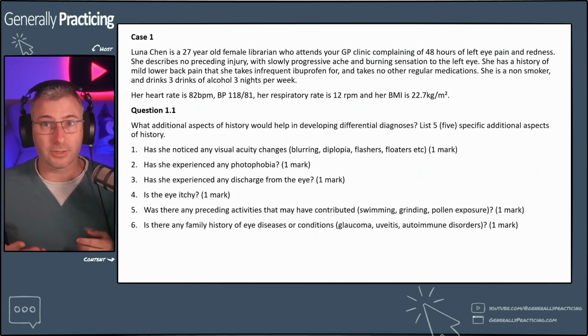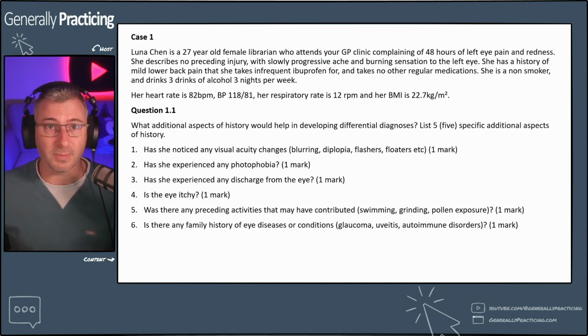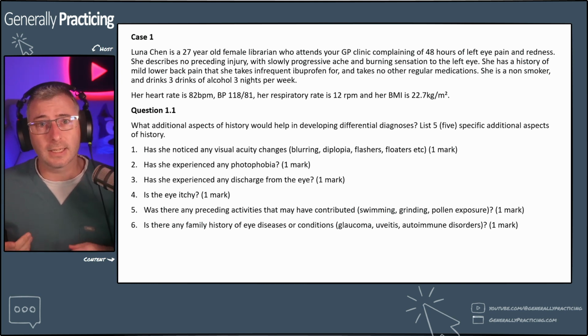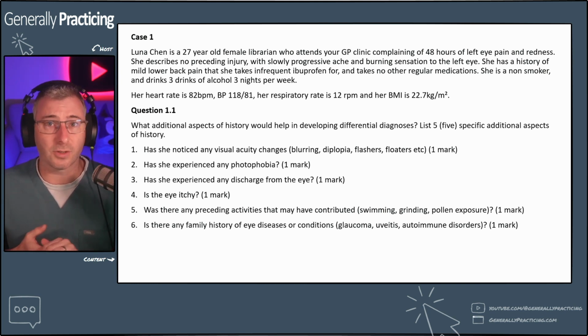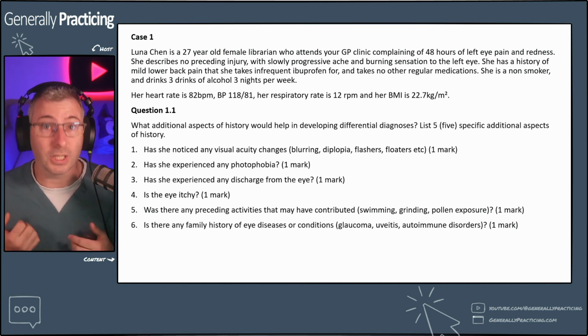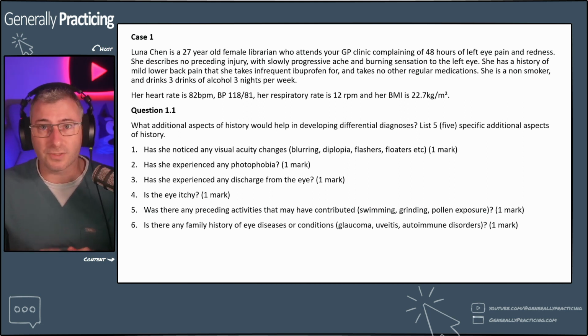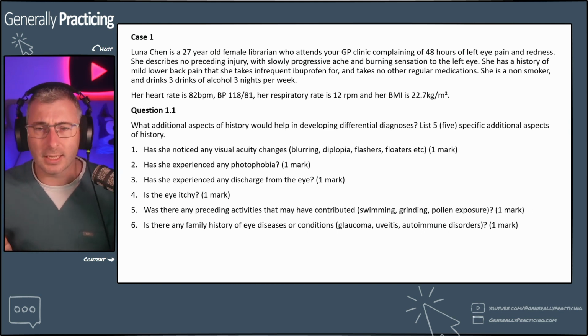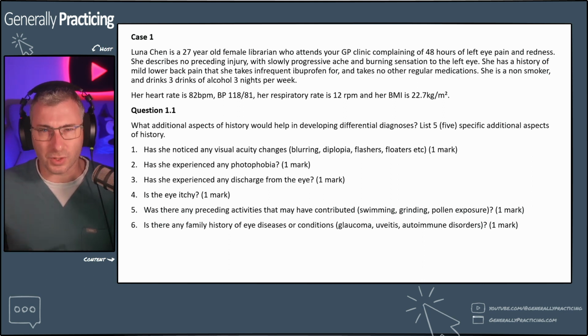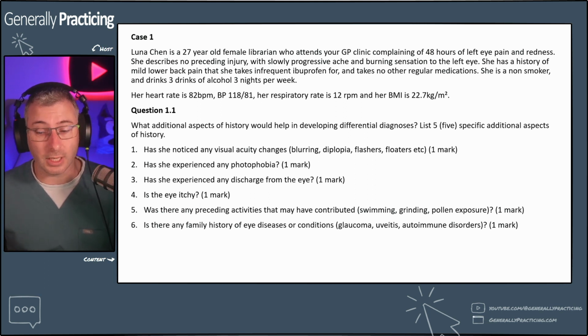In any case of unilateral red eye, there's a pretty handy framework through RACGP checks and some previous papers through Australian Family Physician. Of course, one of the big things you're going to want to know is, has there been any changes to visual acuities? This could be blurring, diplopia, flashes, floaters, things like that. Anything that's going to change the way the eye is actually seeing. Now, any of those things I think would score you a mark. And I think for this situation, you're probably better off listing one of those things. So, for example, has she noticed any blurring of her vision, or has she noticed any diplopia or double vision? And I would stick to that kind of response.